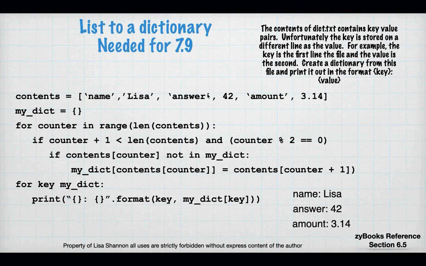Okay. So I'm not reading anything because it was too much on this page. I'm not reading anything in from a file, but that doesn't matter because I just have a list here, and we know how to get things out of a file into a list. We can use read lines, we can use the for loop, and strip it of the new line. We can do whatever we want. So I've skipped that part, and right now I just have contents, and I have name, Lisa, answer, 42, amount, 3.14. And I have to turn this into a dictionary, because for 7.9, that's what you're going to have to do. You're going to have to read data in from a file, turn a list into a dictionary, and then print things out. And you're going to have to put things out to the file again.